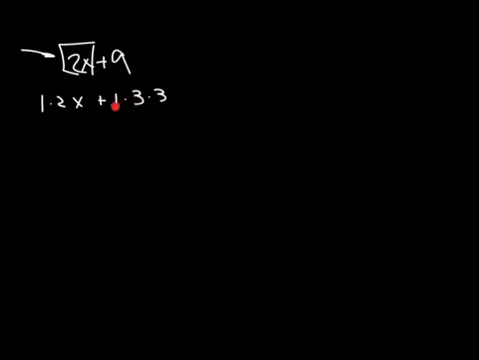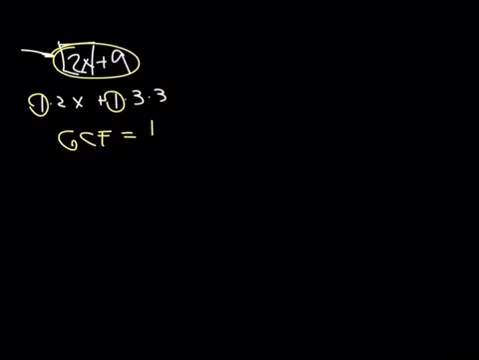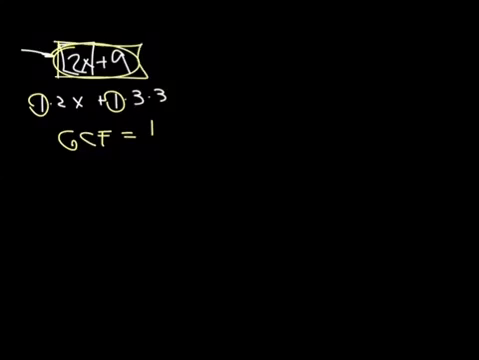3 times 3 is 9, times 1 is 9. So 1 is also in there as one of your prime numbers, but you usually don't show it unless you run into where there aren't any other numbers except the 1 that's common. So the GCF for this one is actually 1 because there aren't any other numbers besides 1 that I can pull out.